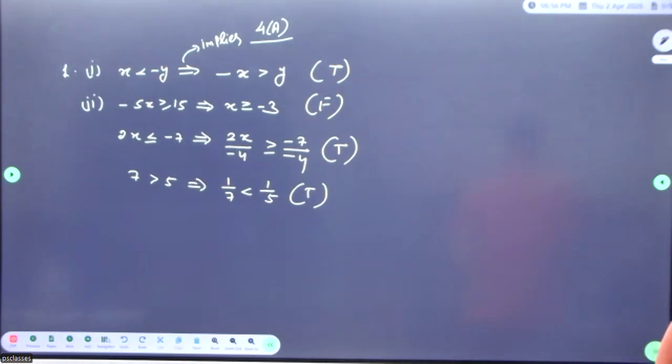Third one, if a is less than b, then ac greater than bc. It is false. Suppose if I write ac is less than bc, then will it be true or false? Then also it will be false.